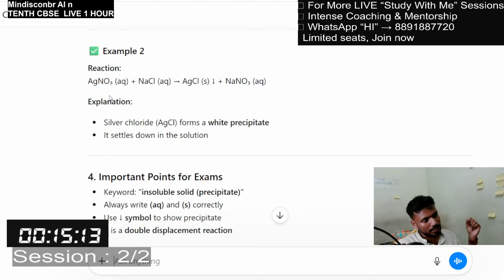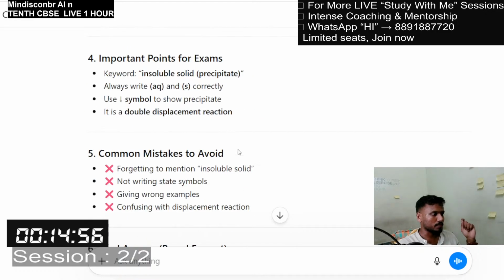The second example is AgNO3 plus NaCl gives AgCl plus NaNO3. Here also AgNO3 and NaCl are aqueous, AgCl is solid and NaNO3 is aqueous. Silver chloride, AgCl, forms a white precipitate. It settles down in the solution.